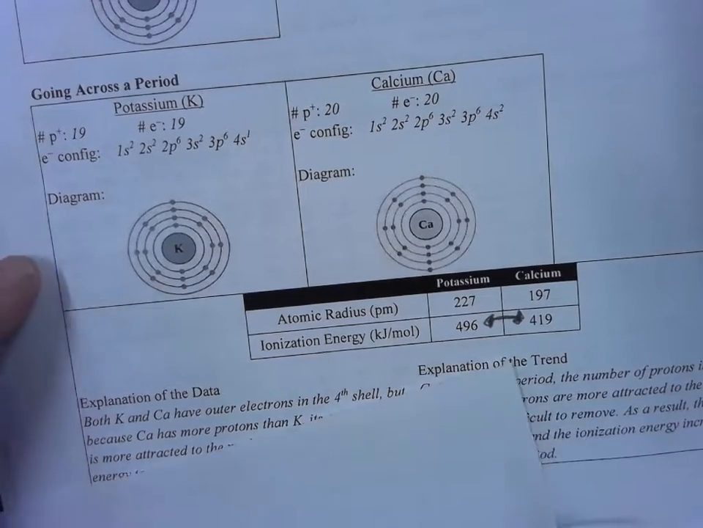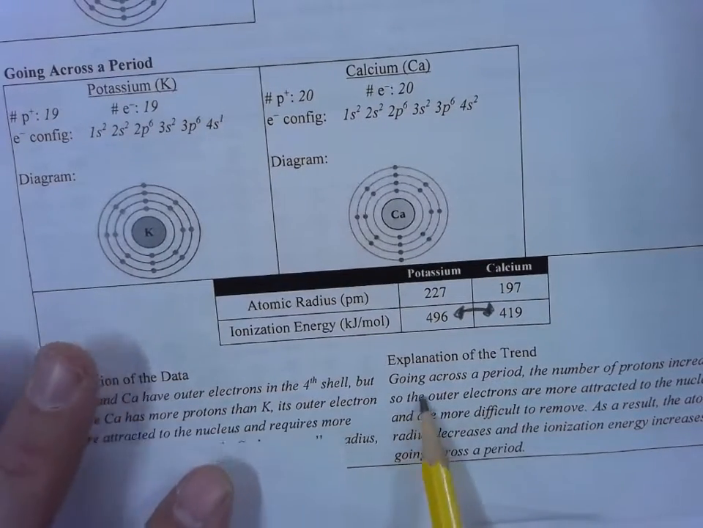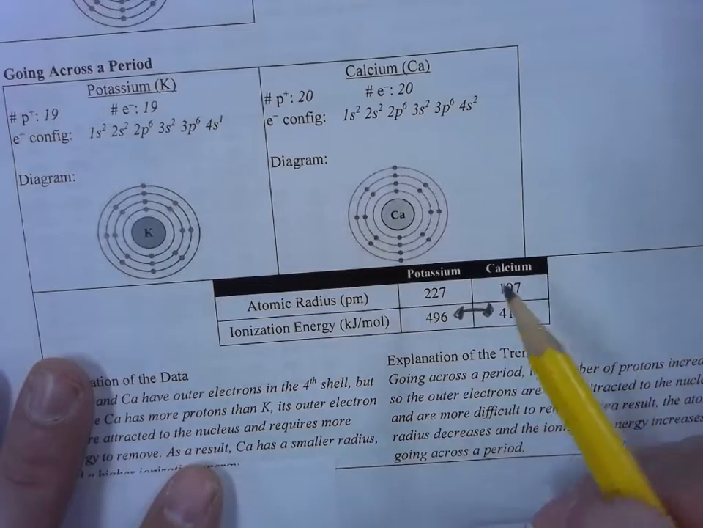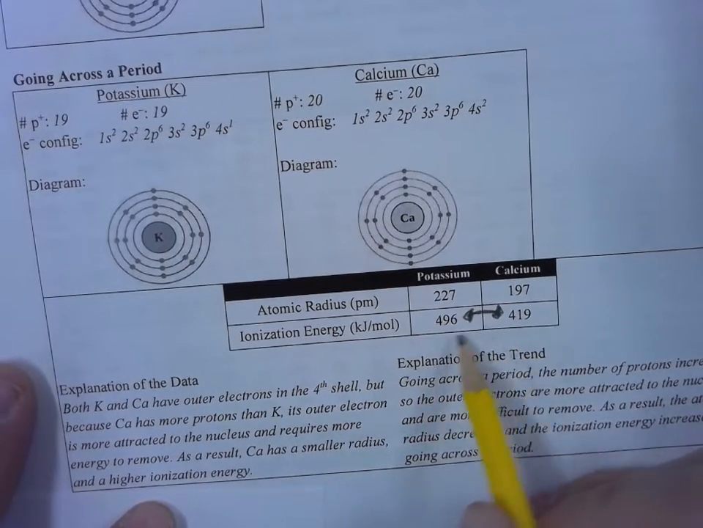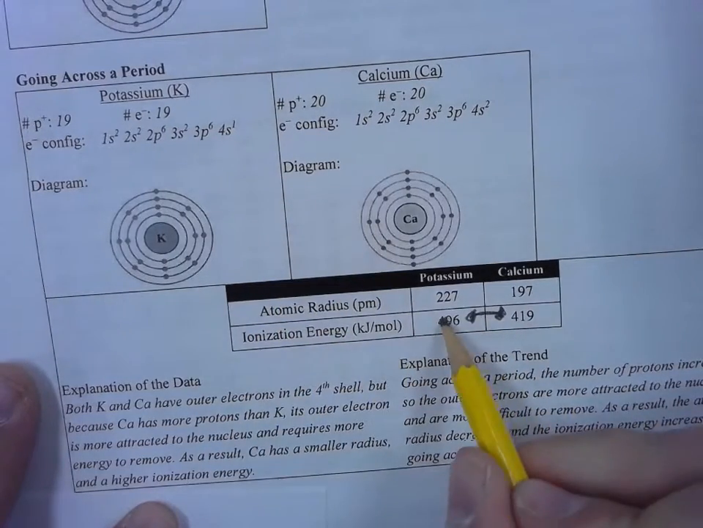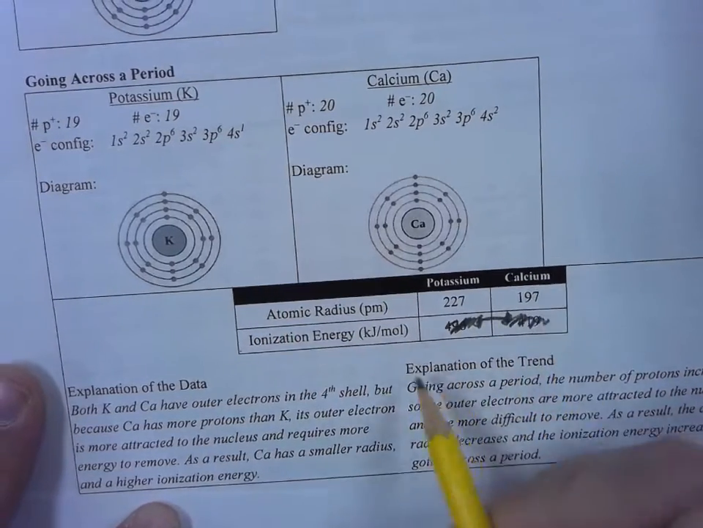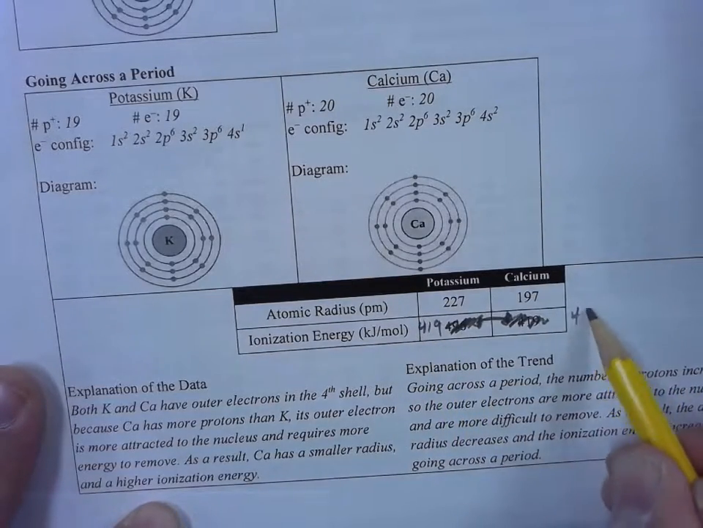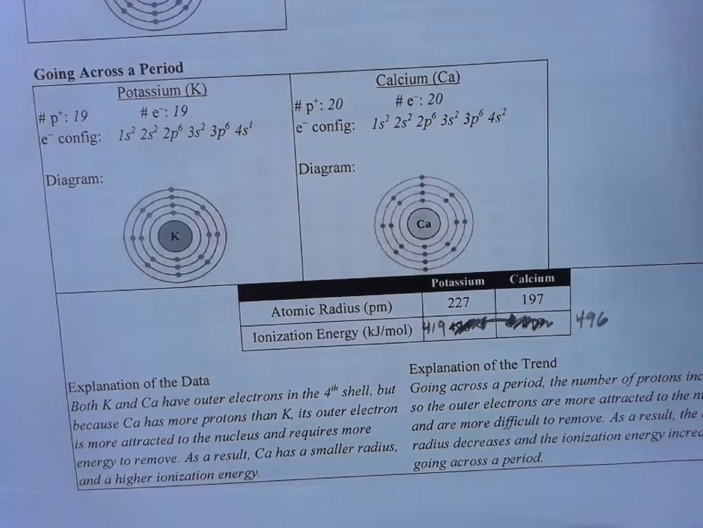Okay, next. Going across a period, the number of protons increases, so the outer electrons are more attracted to the nucleus and are more difficult to remove. As a result, the atomic radius decreases and the ionization energy increases. So I want to be very clear. This is a typo that I just now spotted myself. Okay, ionization energy for calcium, let me just cross it out. That should be 419, and this one is 496. Be very careful about that.